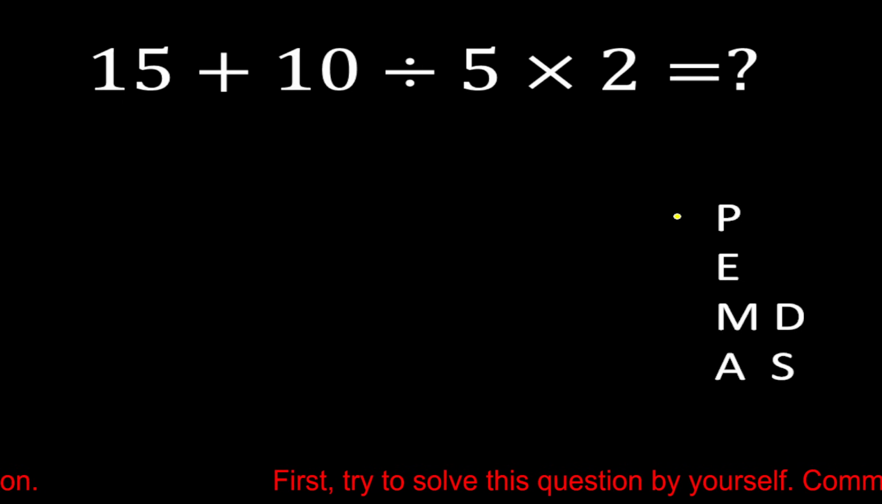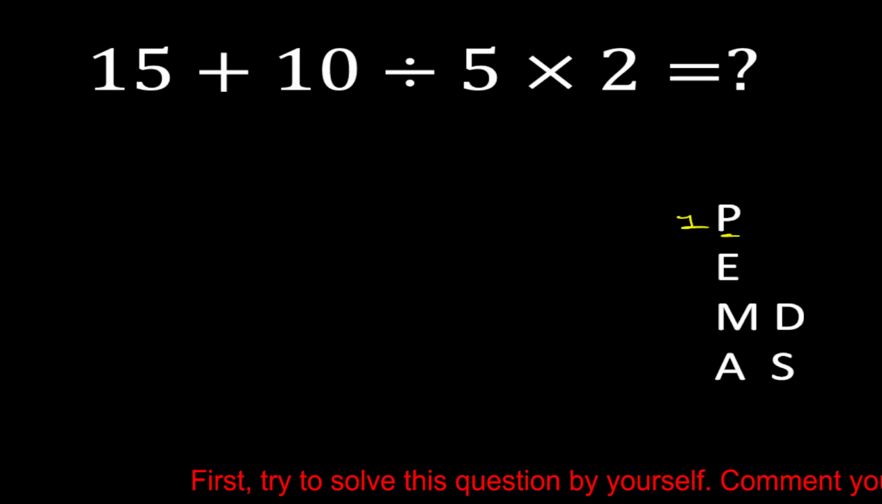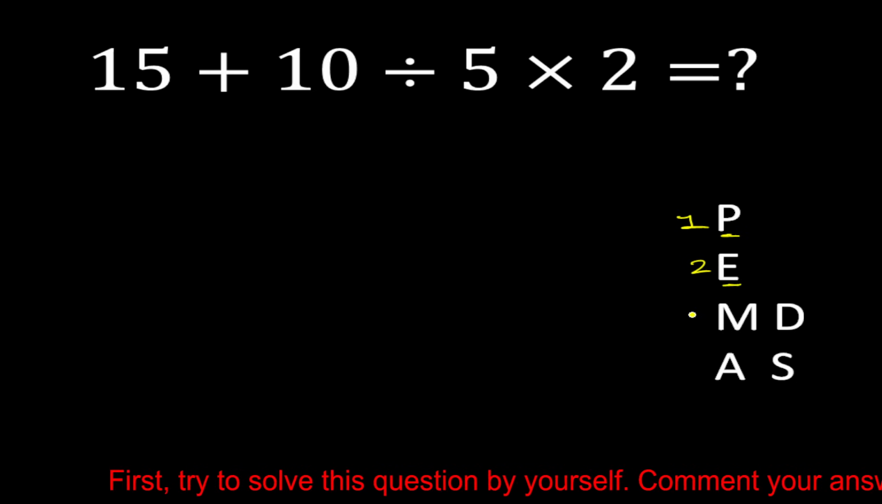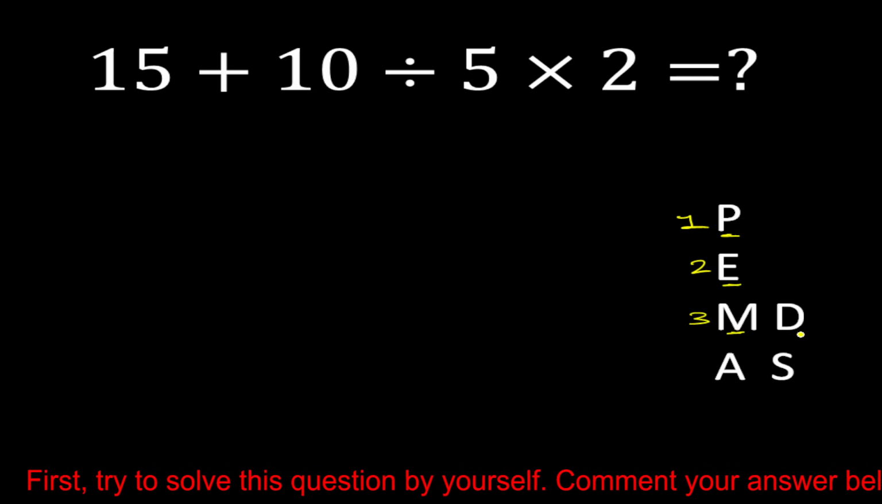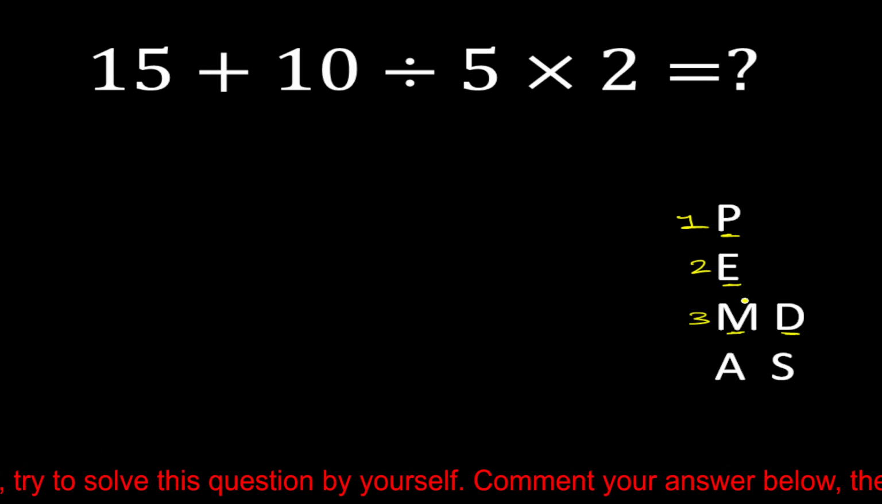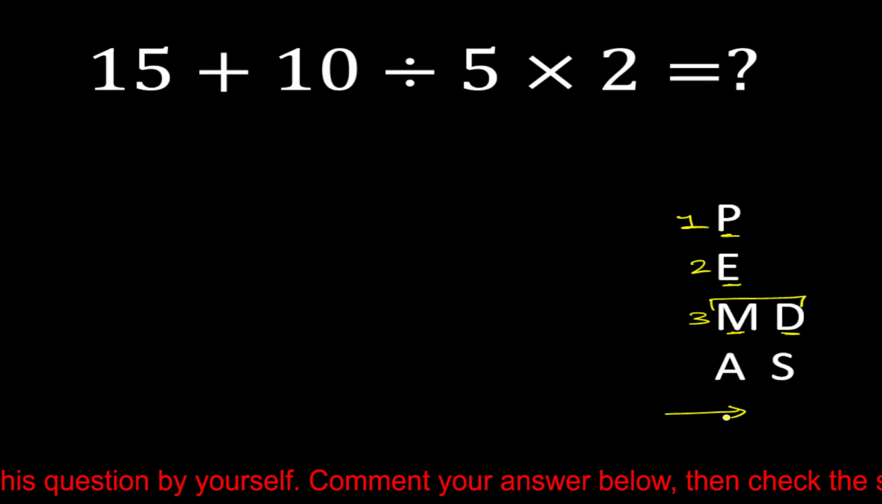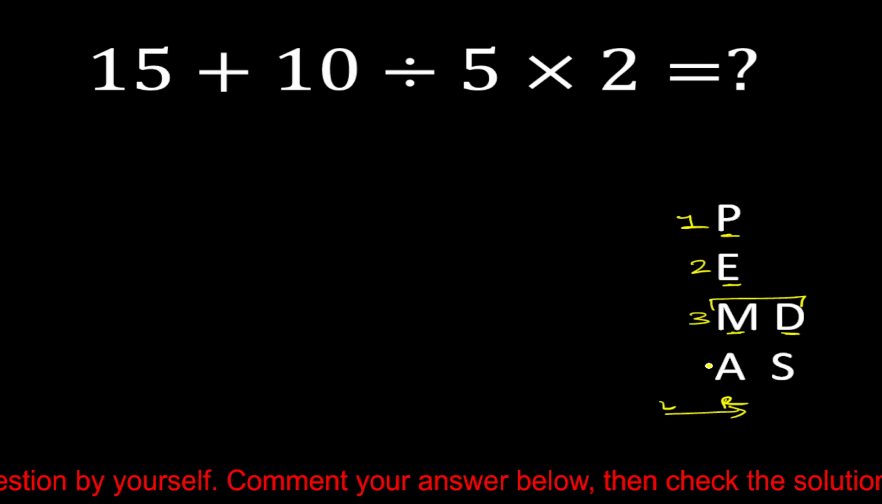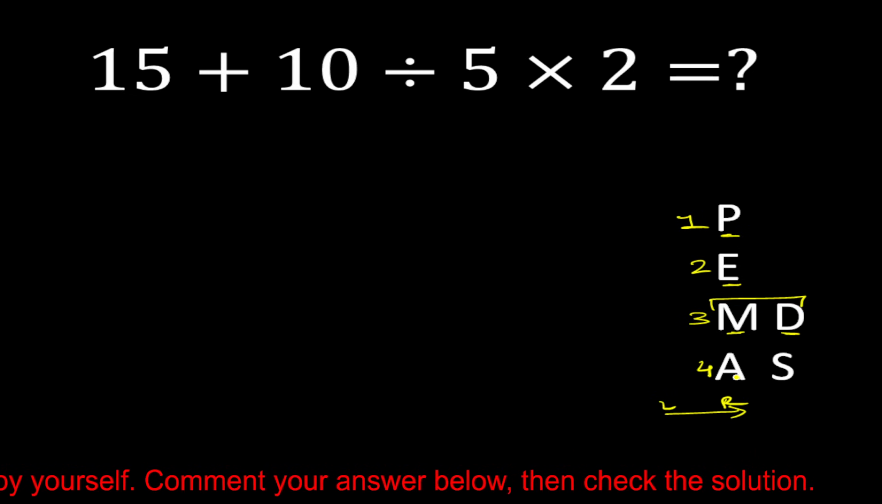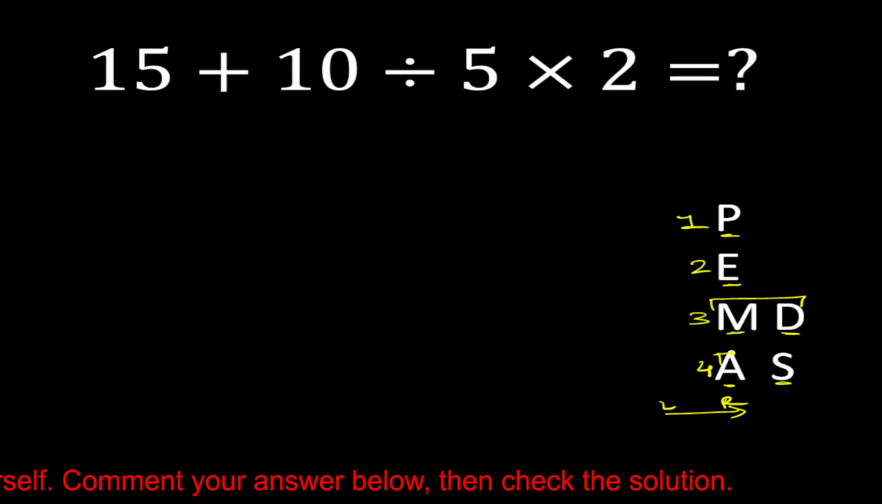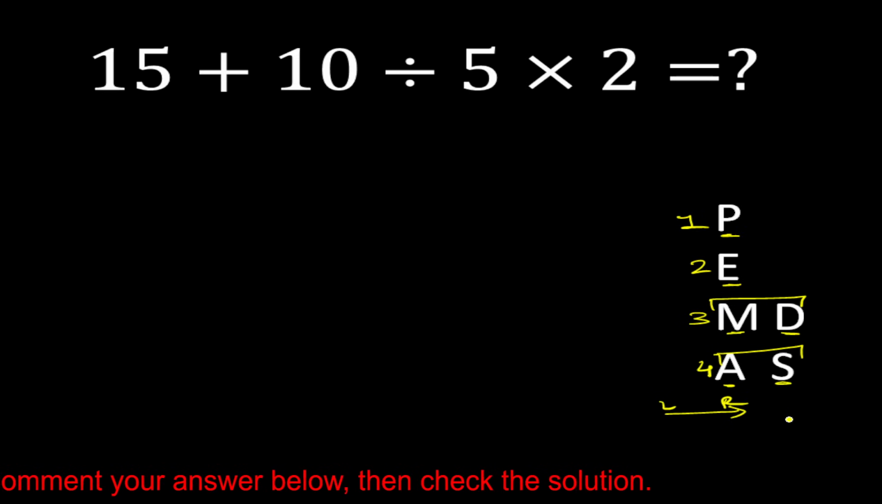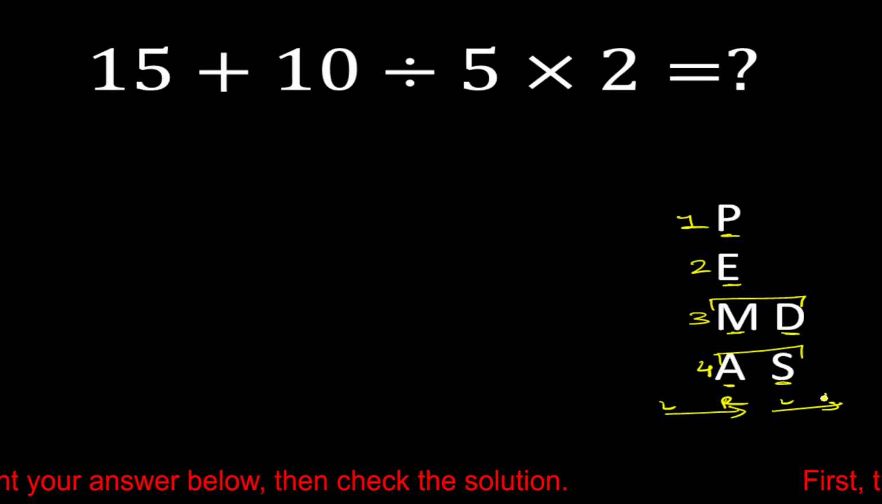So according to PEMDAS, first priority is parentheses, then second priority is exponents, then third priority is multiplication and division. Here multiplication and division both have equal priority, so we have to solve it from left to right. Okay, then fourth and last priority is addition and subtraction. Also addition and subtraction both have equal priority, so we have to solve it from left to right.